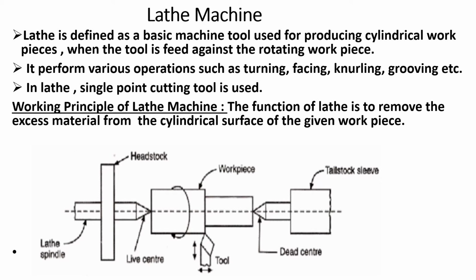So it has a lathe spindle, headstock, live center, workpiece, tool, dead center, tailstock, sleeve. In the diagram, the arrow mark is given on the workpiece. Why is that arrow mark given? That shows the rotation. The workpiece is rotating. The tool does not rotate. The tool moves left to right and front to back.